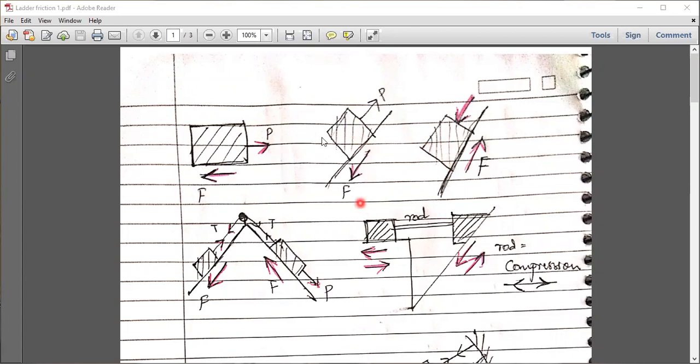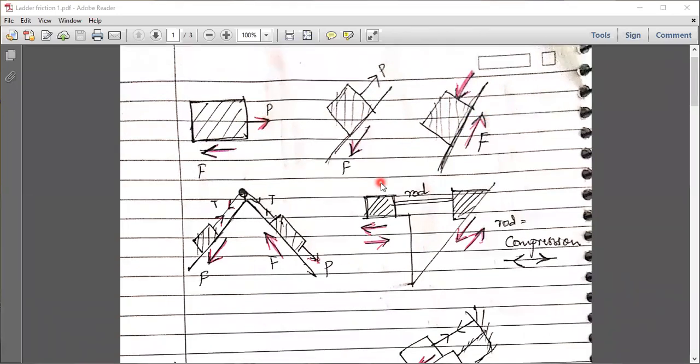Now consider a block which is placed on an inclined plane. If P is the applied force in the upward direction, then the friction F is always going to be developed opposite to the applied force. Right? These two blocks show the same thing.